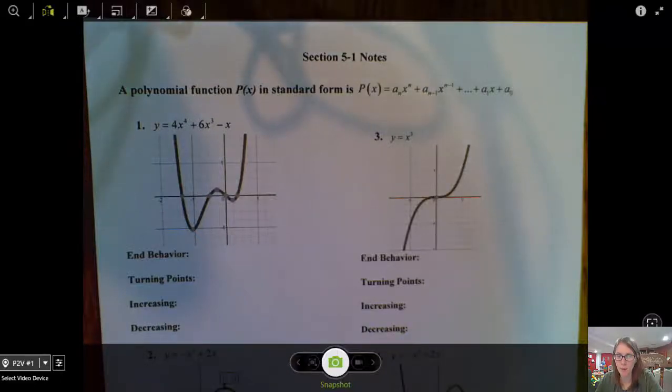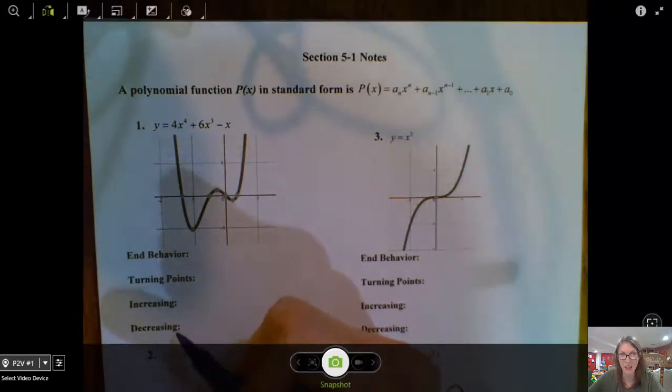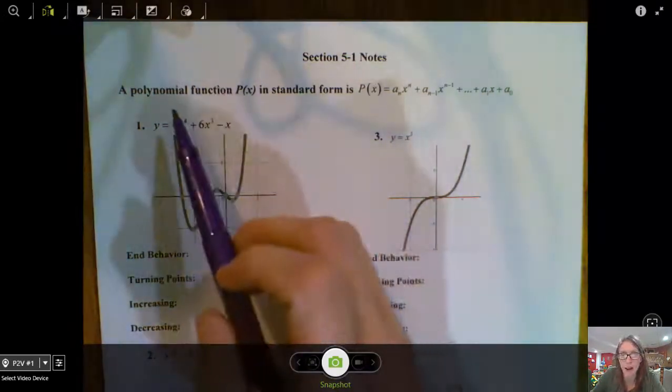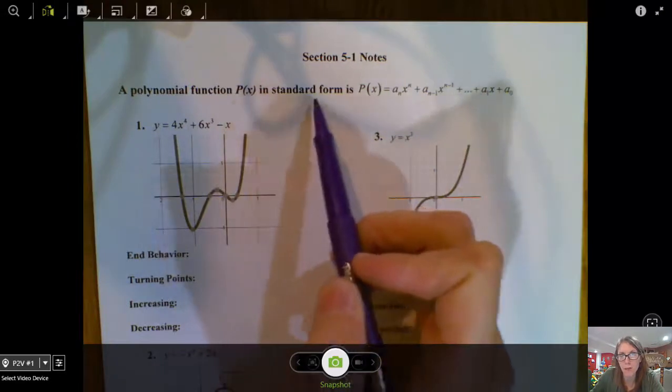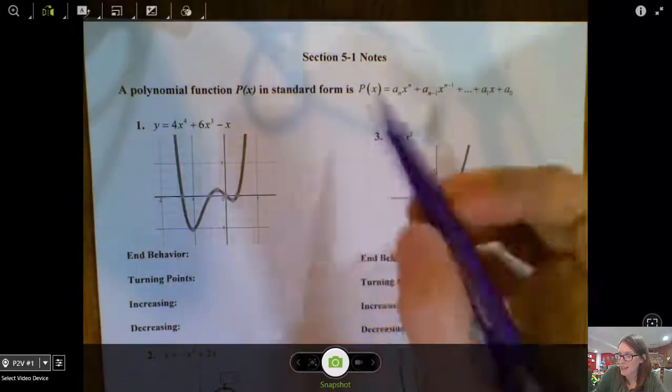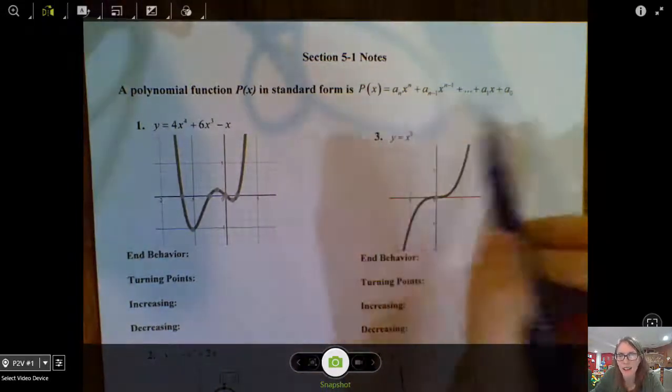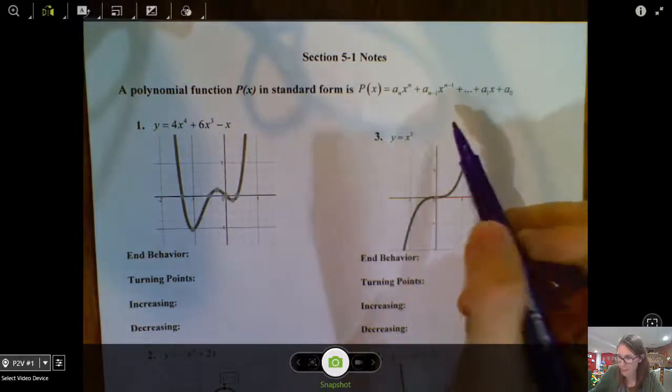We're going to get a little bit more practice here with describing our end behavior, along with a couple other things. We're going to see what turning points are, and then describe the intervals where our graphs are increasing and decreasing. Before that, though, I have right up here our standard form for polynomial functions, and this long, crazy, scary-looking thing is standard form for a polynomial function.